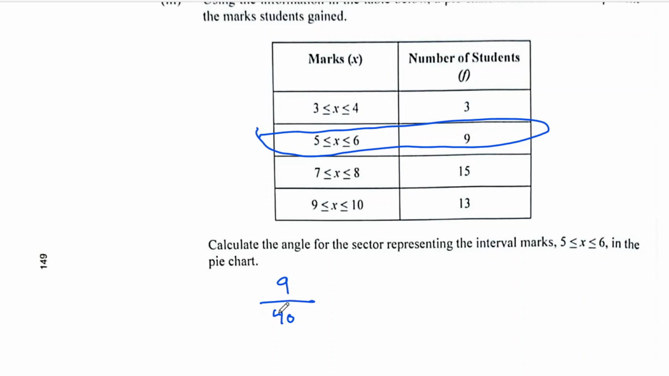40 is our total. So in this question, if they asked for percent, we would have taken the 9 over the total and multiplied by 100. But in this question, they ask for the angle for the sector. So we need to multiply by 360 degrees, which is the full circle. Right, so 9 over 40 times 360 will give me 81 degrees.